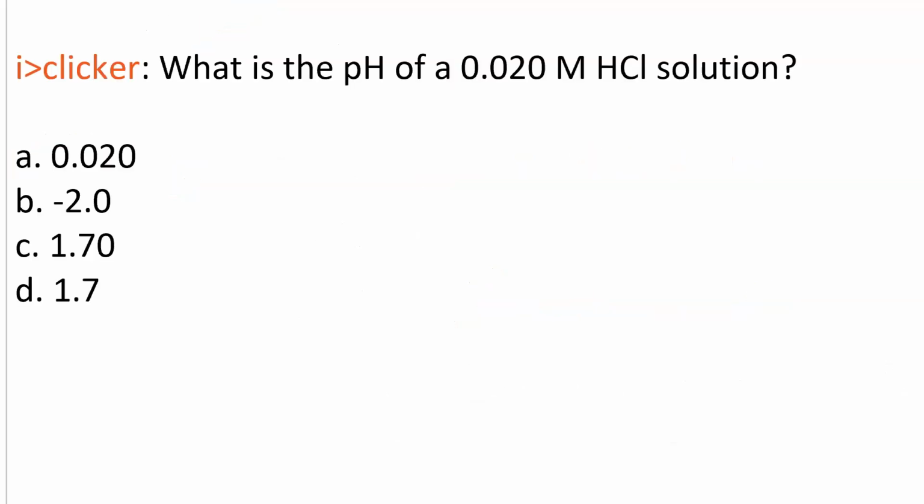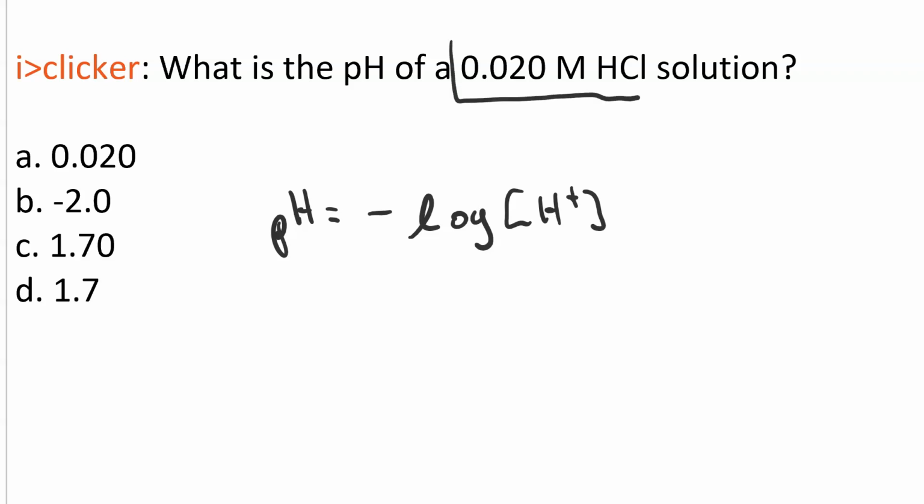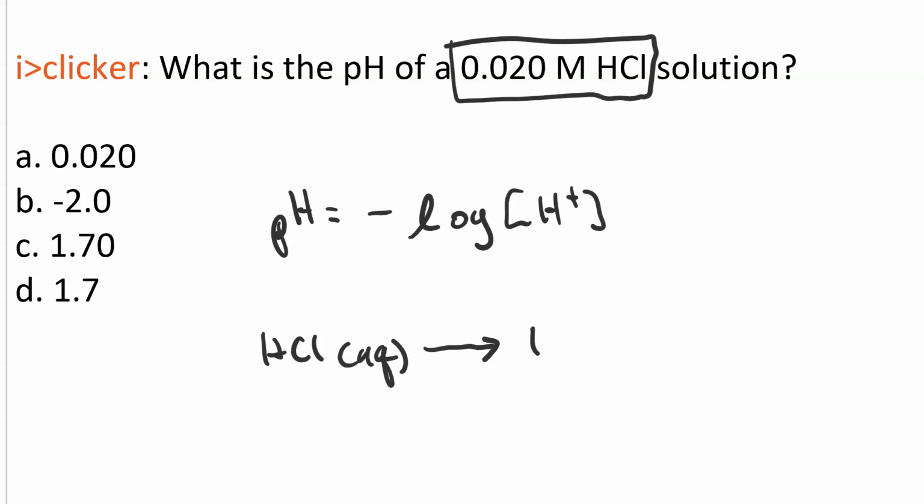Let's do another exercise. What is the pH of a 0.020 molar HCl solution? And the equation you'll need to use here is pH equals negative logarithm of the H plus concentration. Now, how do you know the H plus concentration? Well, the HCl is a strong acid, which means it is 100% ionized in solution.